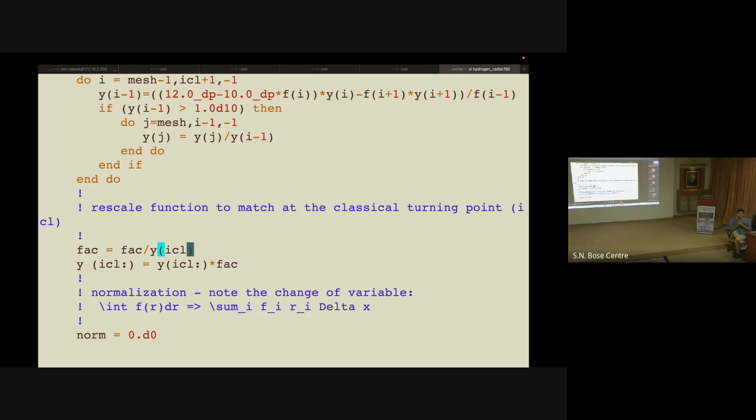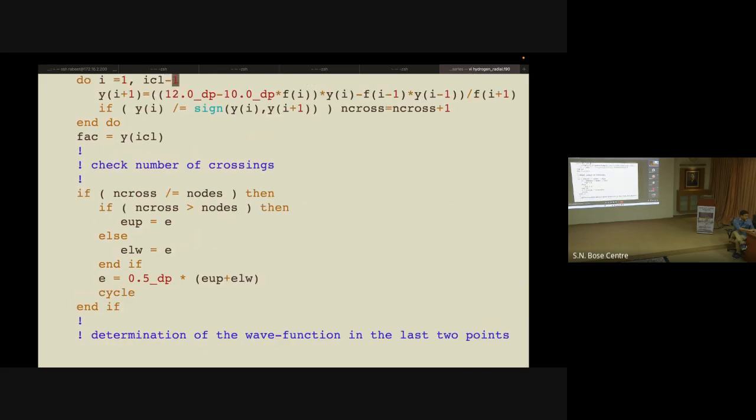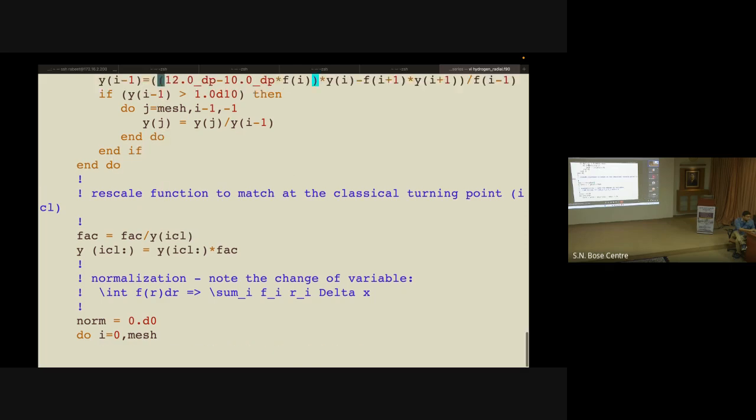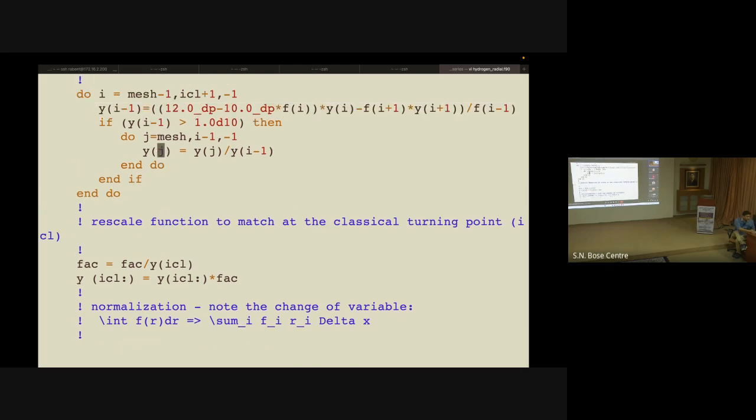So to do that, we scale these two solutions. Scaling is simply this factor. I'll show you, this factor is already defined somewhere. This one. This is the value of the solution whenever we come from 0 at the classical turning point. That is YCL. This is your fact, right? Now, if we calculate here, this time, whatever YCL will be there, that is now updated, right?